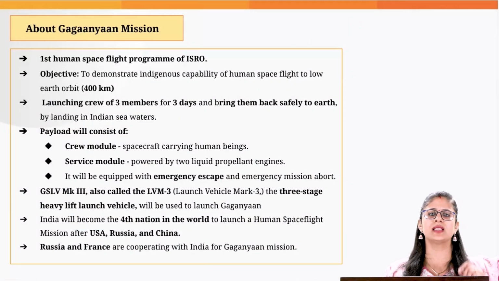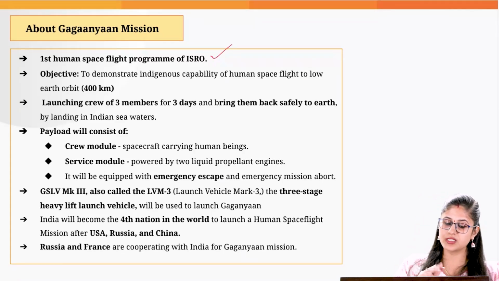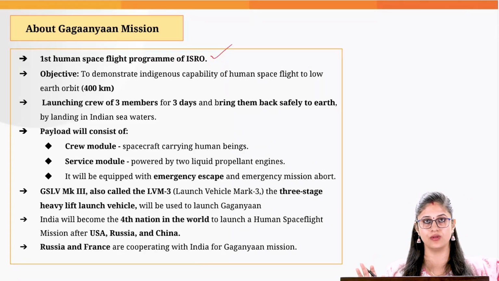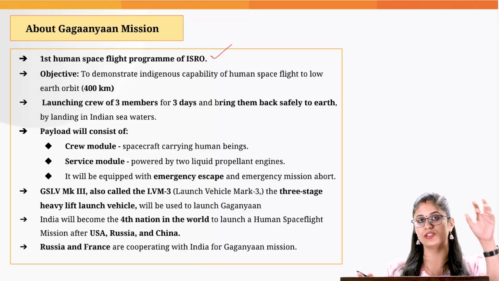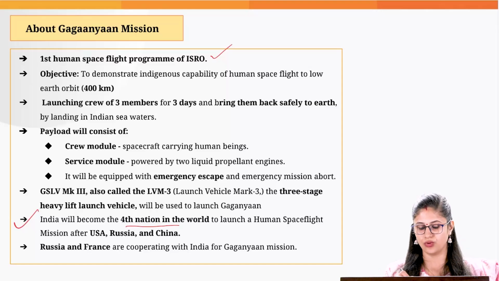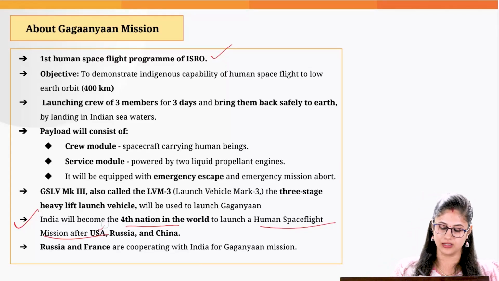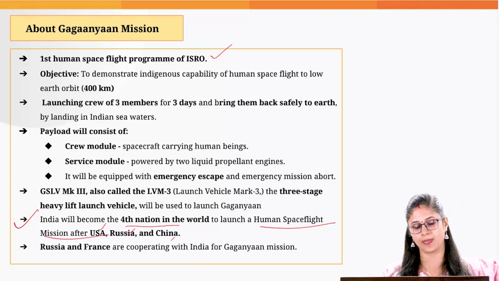Now, what we need to understand are certain prelim pointers with regard to the Gaganyaan mission. It would be the first human space flight program of ISRO, and if we are able to realize it by the first quarter of 2027, we will become the 4th nation in the world to launch a human space flight mission after USA, Russia and China.